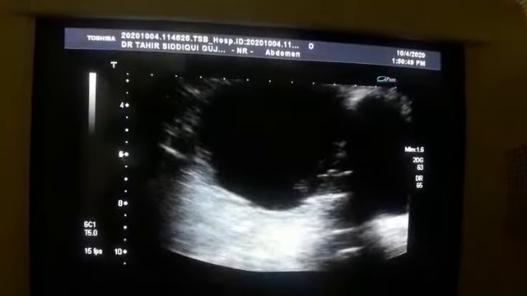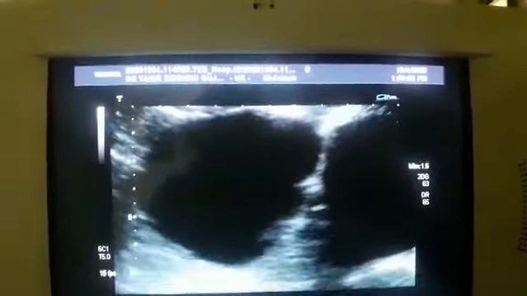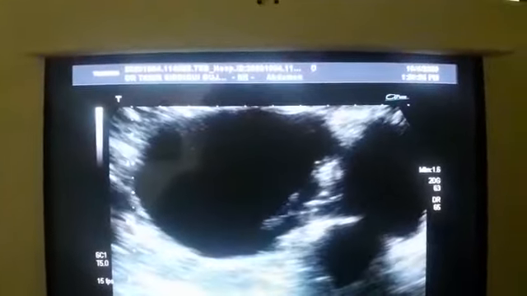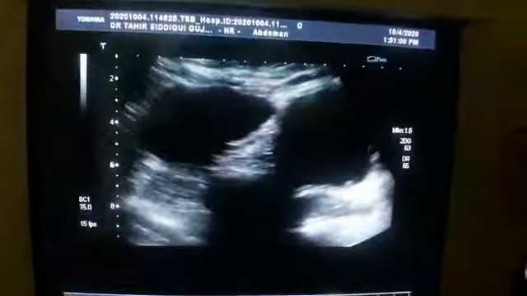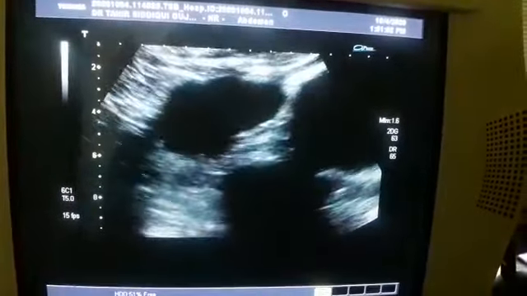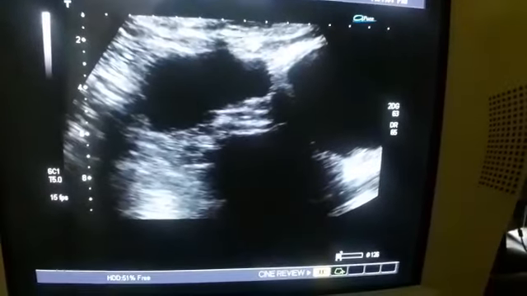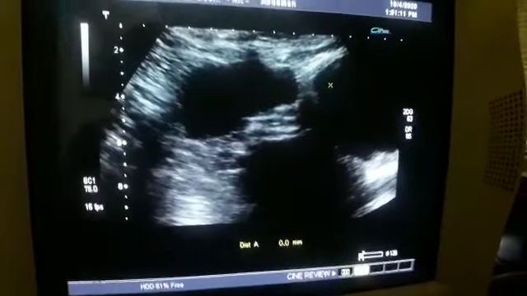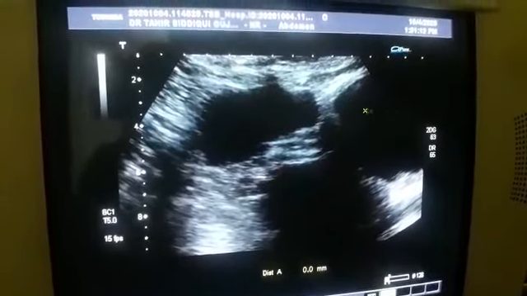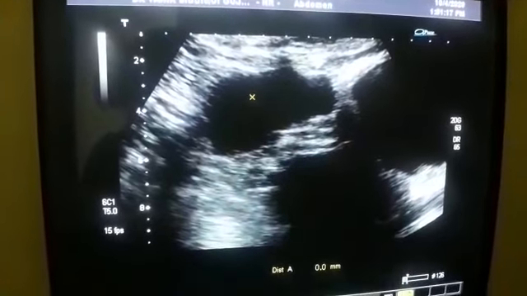Now to rule out which one is the cyst and which one is the urinary bladder, what we do is we ask the patient to urinate. The urinary bladder will collapse, the rest will remain. So I'm going to ask the patient to urinate. I presume this one will disappear, and these two cystic structures will remain here.